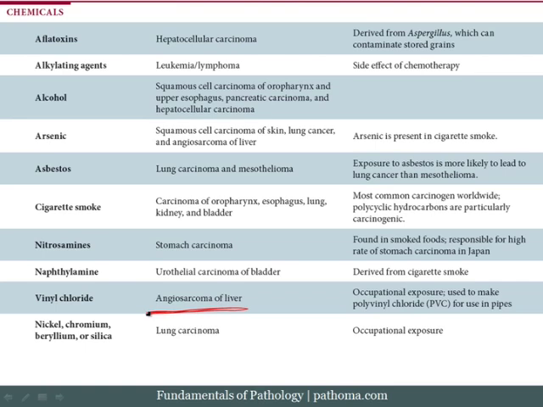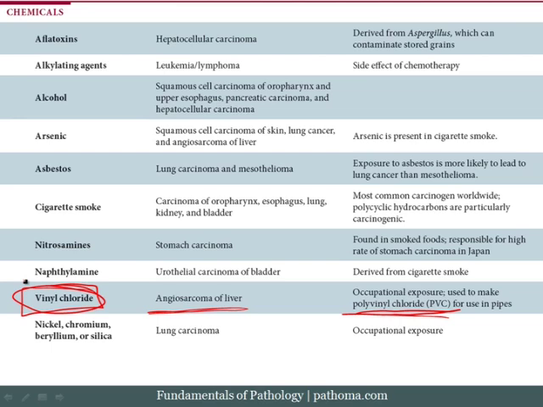used to make pipes. When you go to Home Depot or one of these home improvement centers and you see pipes, one type of pipe that can be purchased is those plastic pipes called PVC pipes. And so PVC pipes require vinyl chloride. Not that those pipes are particularly carcinogenic, but the vinyl chloride could potentially be carcinogenic if an occupational exposure occurred. And so there's an association there with angiosarcoma of the liver.